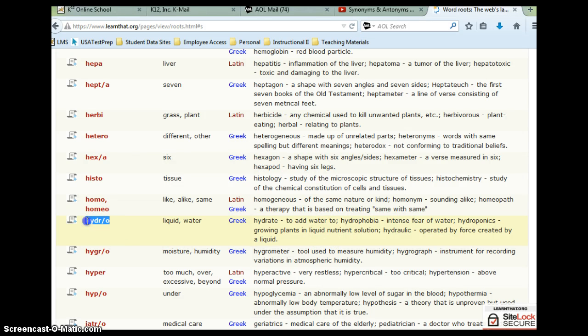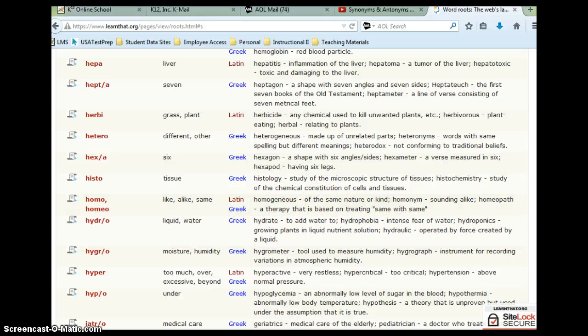Here's one, hydro, H-Y-D-R-O, means liquid or water, and that's derived from the Greek. Hydrate, to add water to. Hydrophobia, an intense fear of water. So you see this word hydro here, hydraulic for all of my future mechanics out there, operated by force created by a liquid. So hydro, when you see that in a word, you're going to know it has something to do with water.